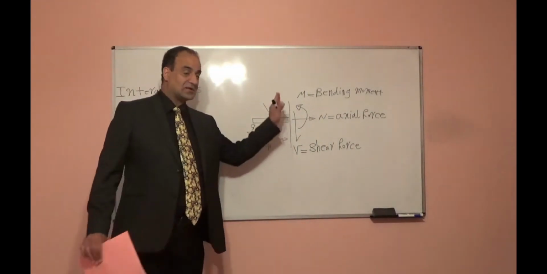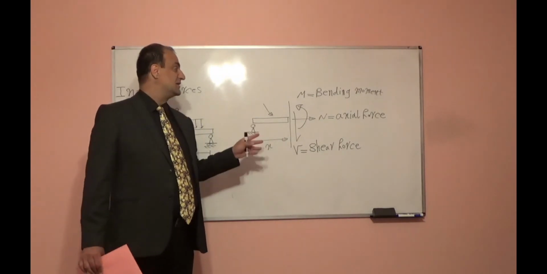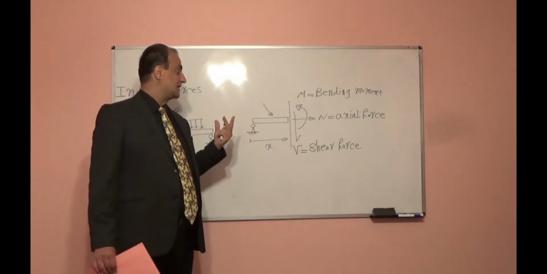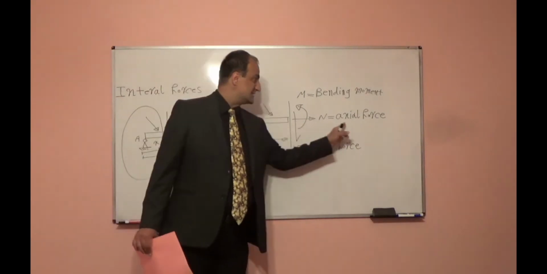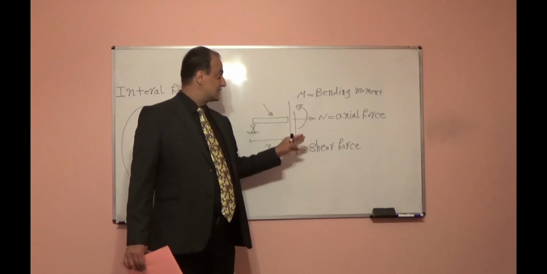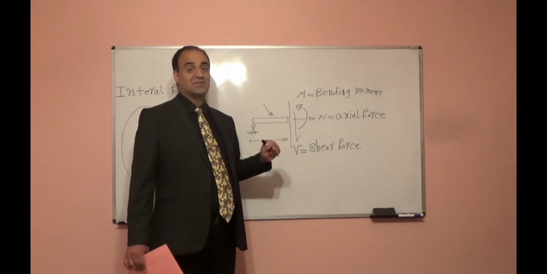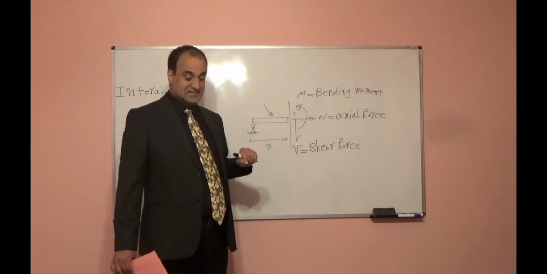So at the cut point, for any structural member in 2 dimensions, we will have 3 internal forces. One of them is axial force, which is in the member direction. Another one is shear force, which is perpendicular to the member. Another one is bending moment.